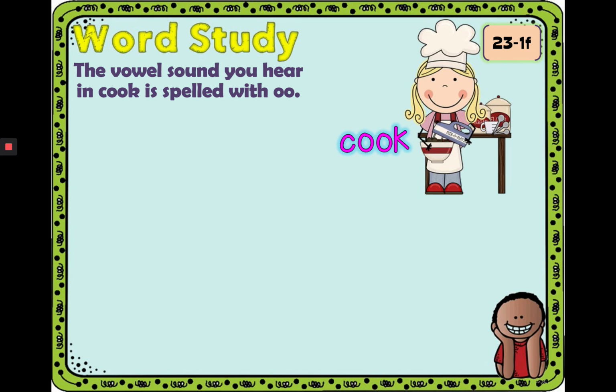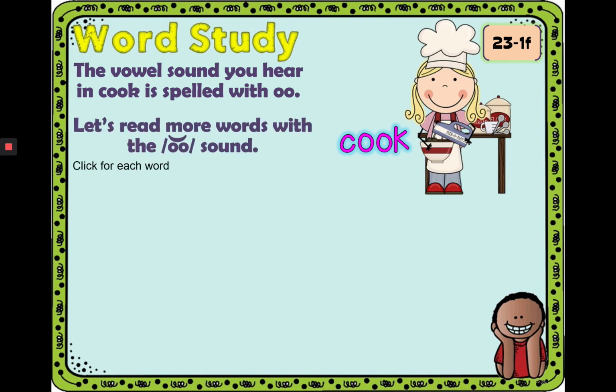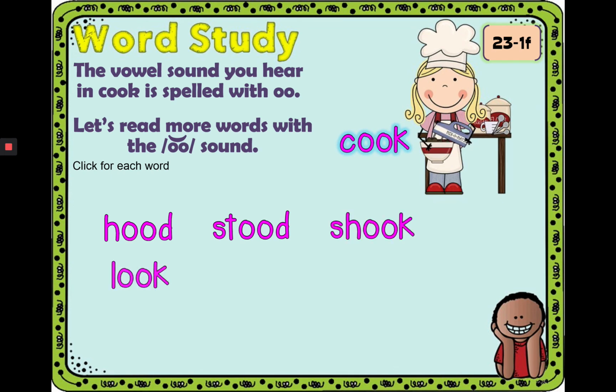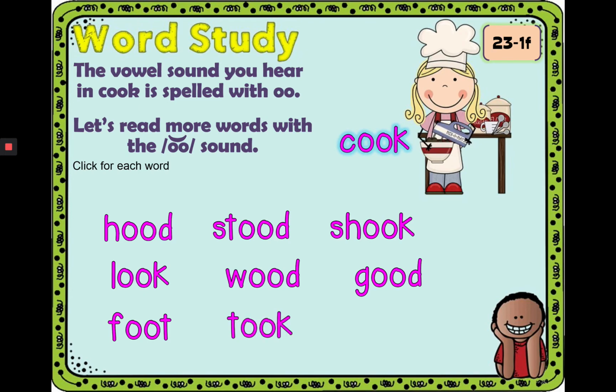So the vowel sound you hear in cook is spelled with double O. Excuse me. We're going to read some more words with the sound. Hood, stood, shook, look, would, good, foot, took, and book.